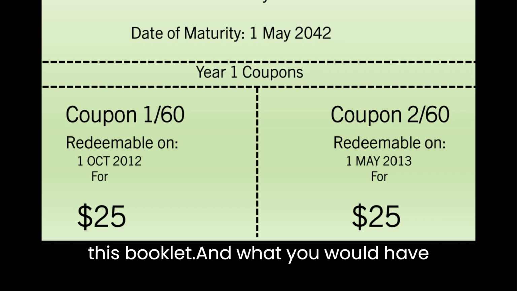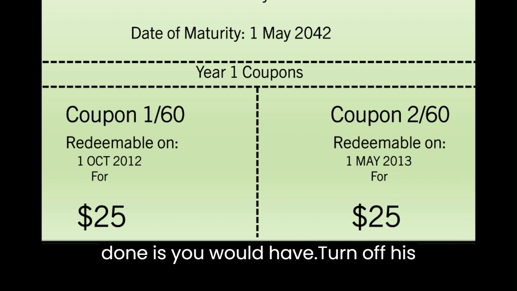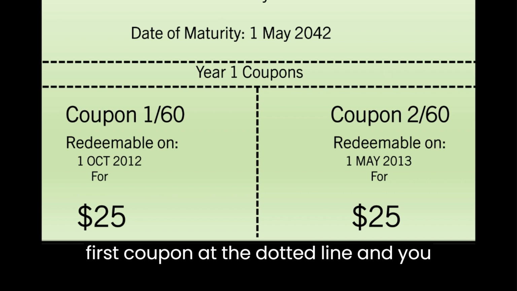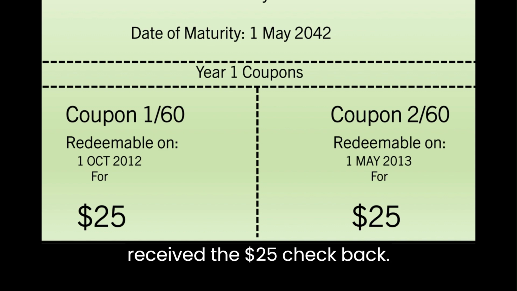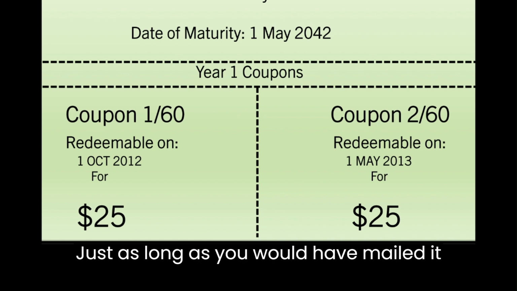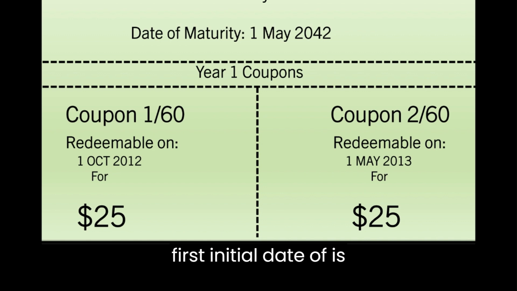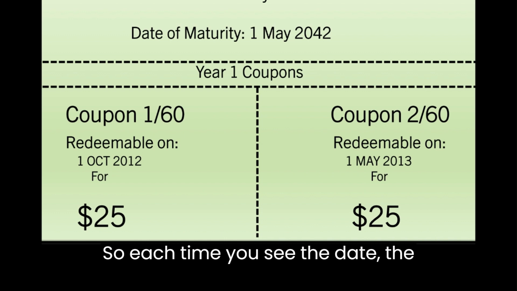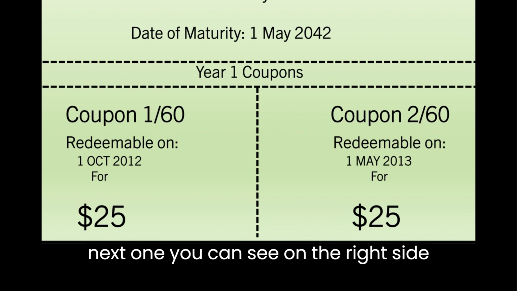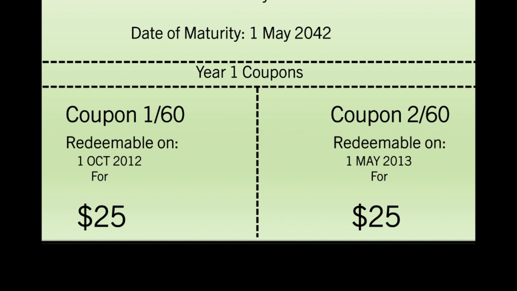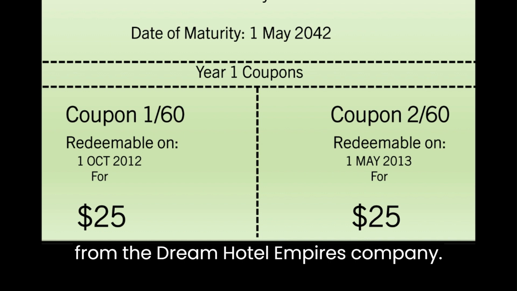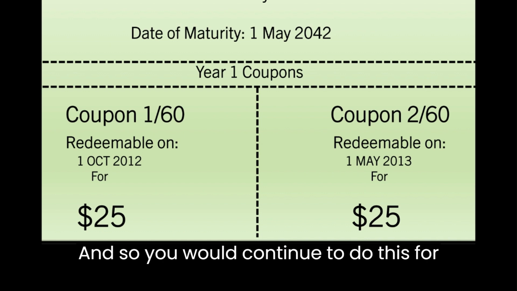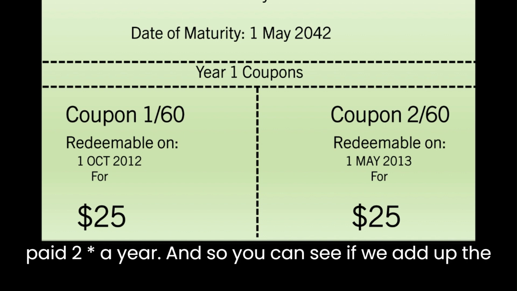You would have had this booklet, and what he would have done is he would have torn off his first coupon at the dotted line, and he would have mailed this to the Dream Hotel Empires company, and he would have received the $25 check back, just as long as he would have mailed it in after 1st October 2012, which is 6 months after the first initial date of issue. So each time you see the date, the next one you can see on the right side, which is 1st May 2013, Joey would have mailed that in, and he would have got another $25 check from the Dream Hotel Empires company.